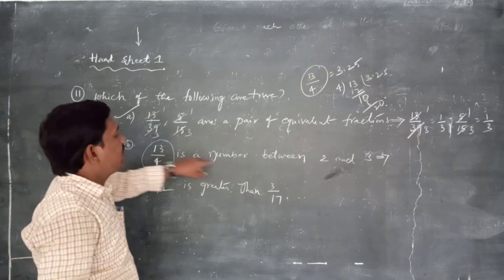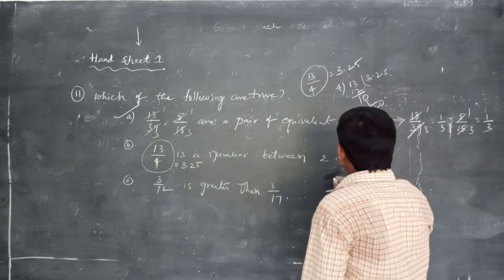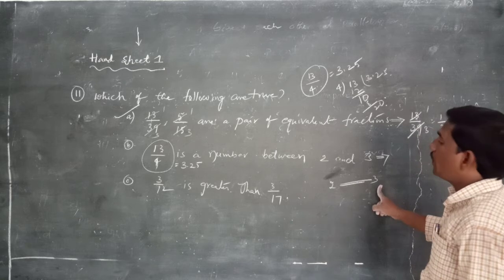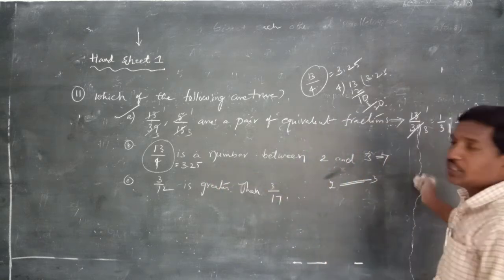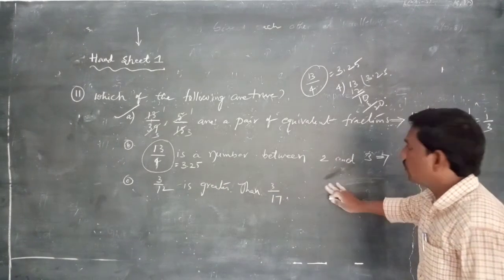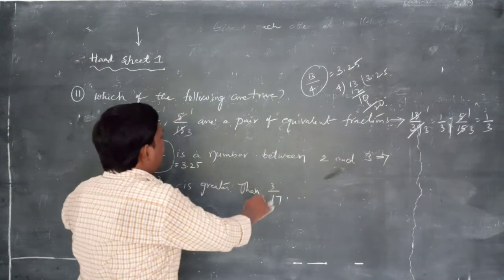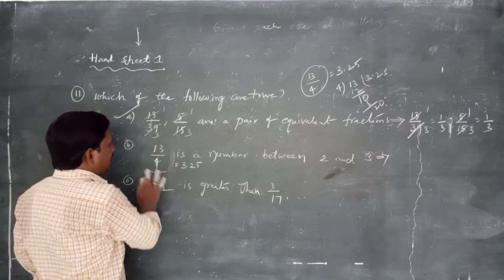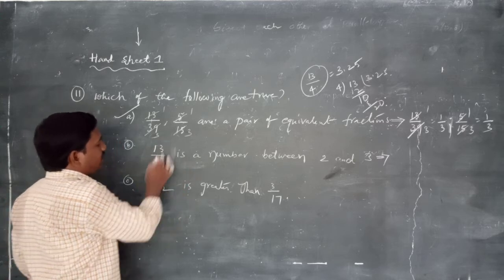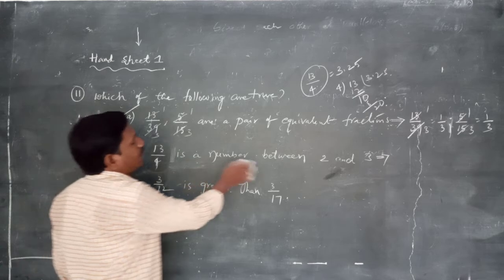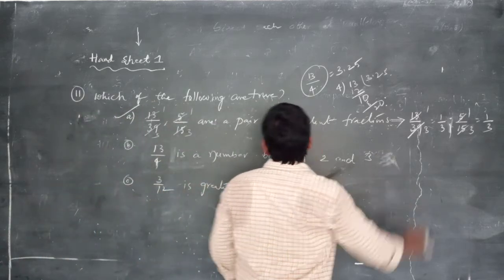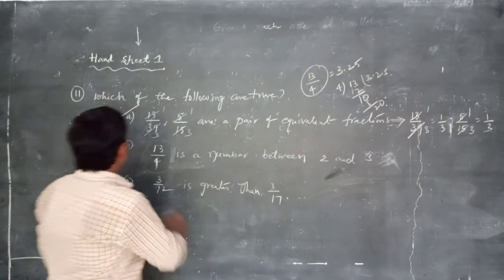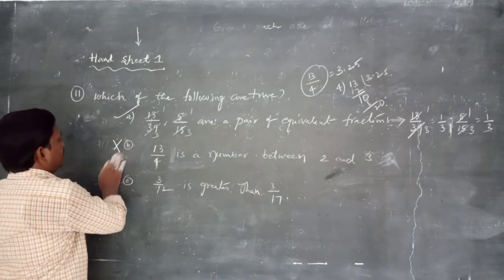But what is the question asked? 13 by 4 is a number between 2 and 3. I mean 2, here 3. So that number should be in the middle of 2 and 3. But the value is above 3. So 13 by 4 is not a number between 2 and 3, because its value is beyond 3. So more than 3. So this is not a correct answer.